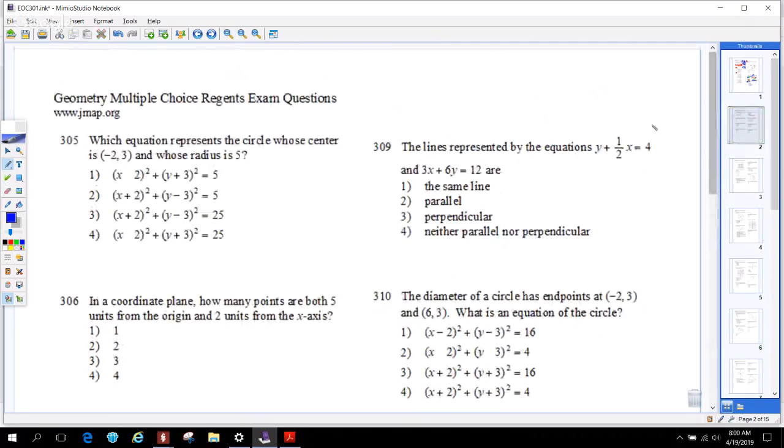Page 2 for me, question 305. Another circle question. Holy moly, there's so many circle questions. I'm going to cry if you get the circle section wrong.